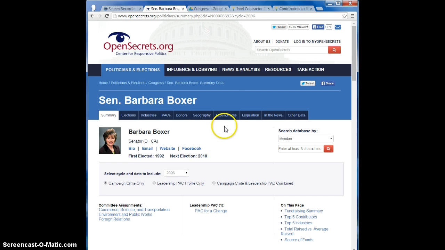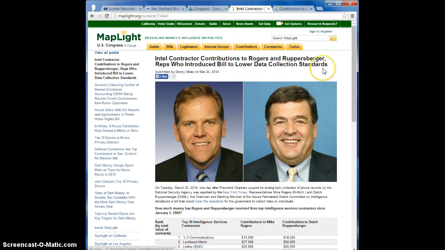The other thing that's interesting is this website here, and this is part of the reason why we're looking at it and addressing this as an issue dealing with Congress. A site called maplight.org, and its purpose, so it certainly has a bias, is revealing money's influence on politics. It shows 2 gentlemen here, and it's talking about how the government is collecting phone information, and the president had just announced support for ending bulk collection of phone records.